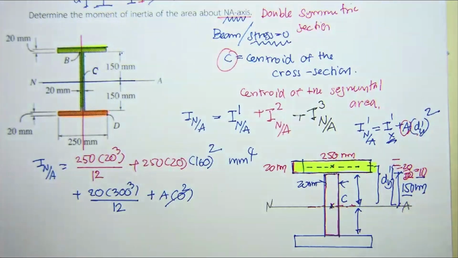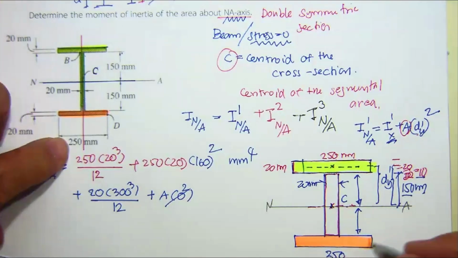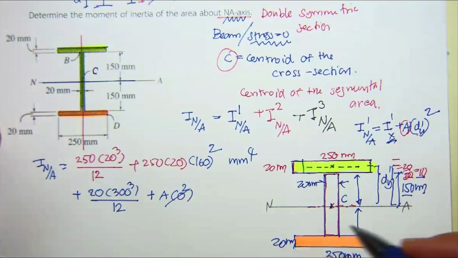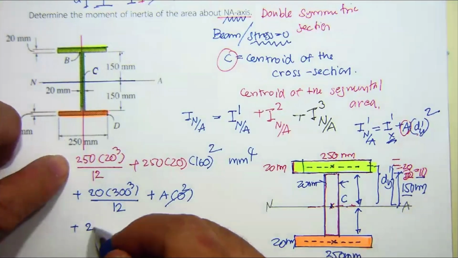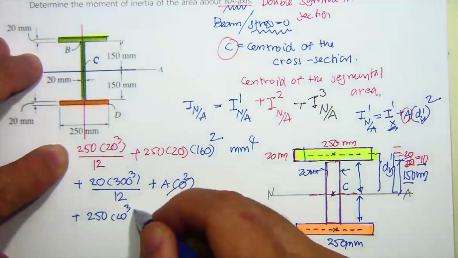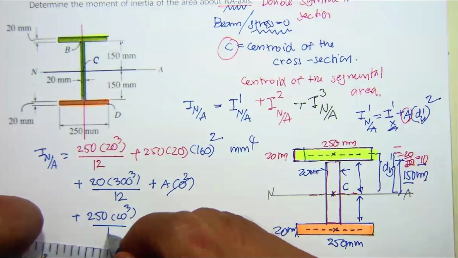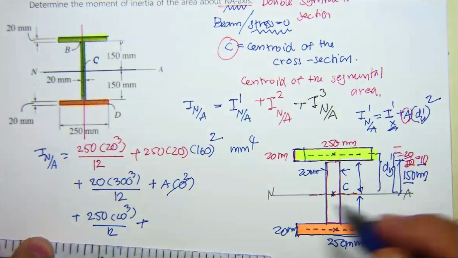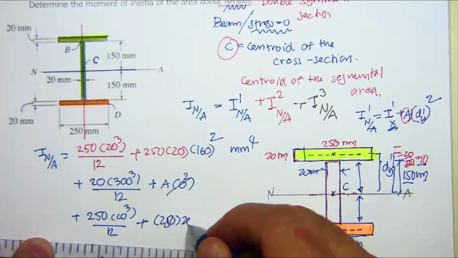Now, coming back to this one, okay, this area is 250 millimeter and the thickness is 20 millimeter. So the moment of inertia about its centroid is going to be 250 times 20 cube over 12, and then plus the area, which is 20 times 250.